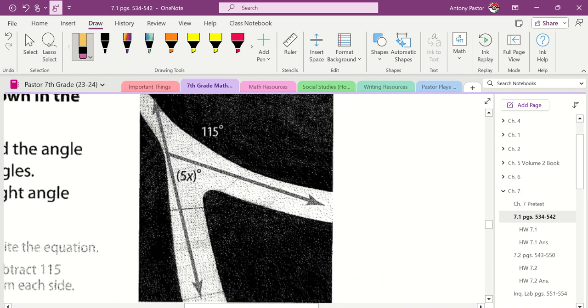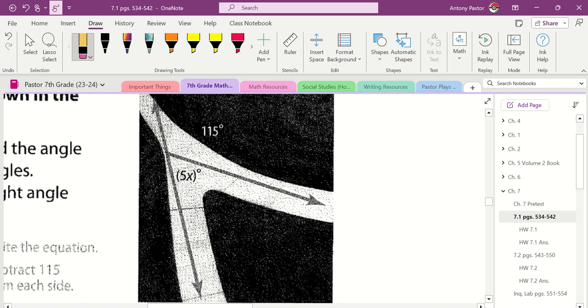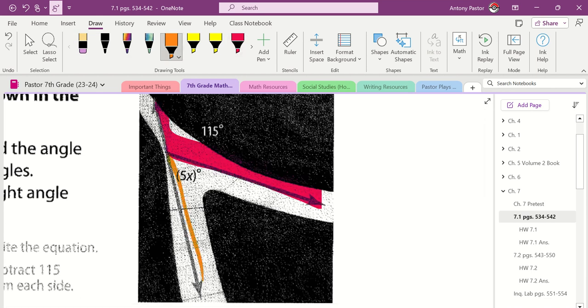So, let's do one of those examples that Andre said. Here is this angle. I'm not even going to name them. That's a 115 degree angle. And then this angle is 5x. All I want you to do is tell me what the angle of 5x should equal in degrees. How can I solve this? Andre should know, because he just did it.